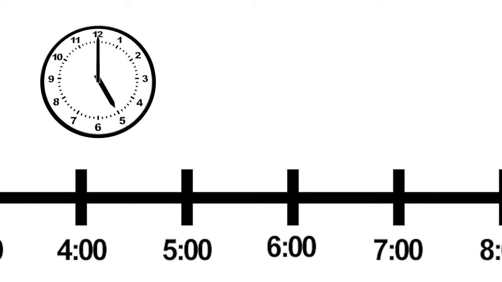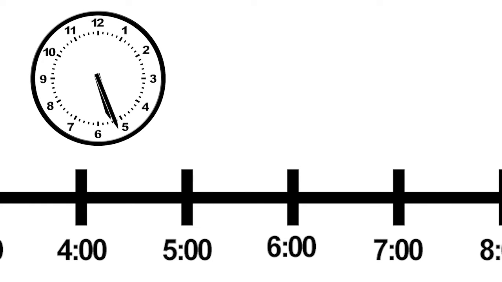But what happens if our minute hand moves halfway around the clock? Now what time is it? Where would 5:30 be on the number line? Well, on the clock it is halfway between 5 and 6, so my number line would be the same. I will put a tick mark halfway between 5 and 6 to represent 5:30.